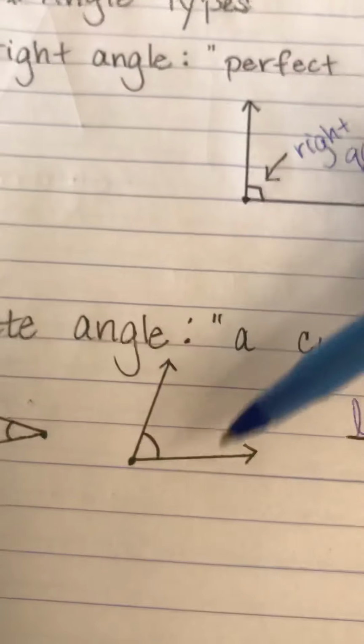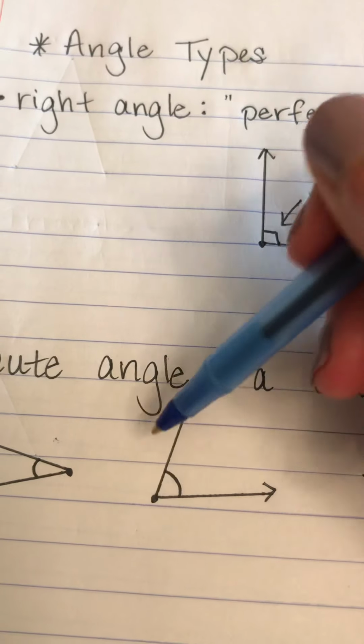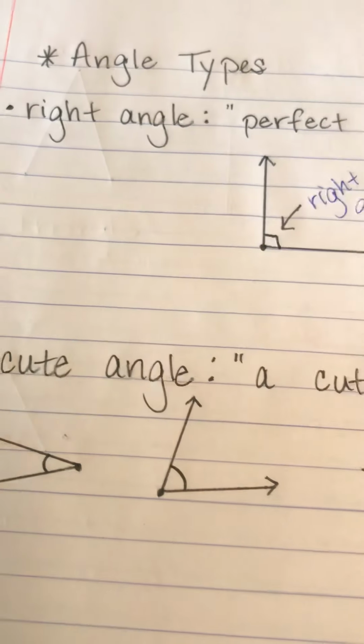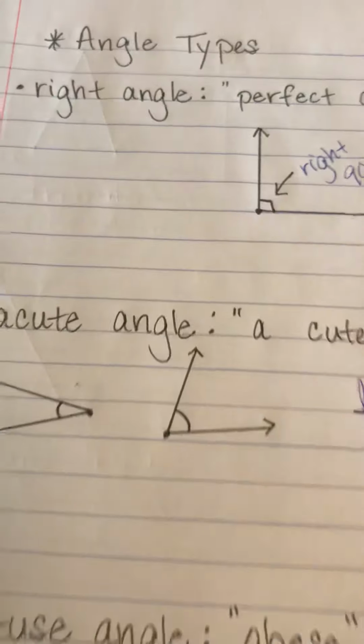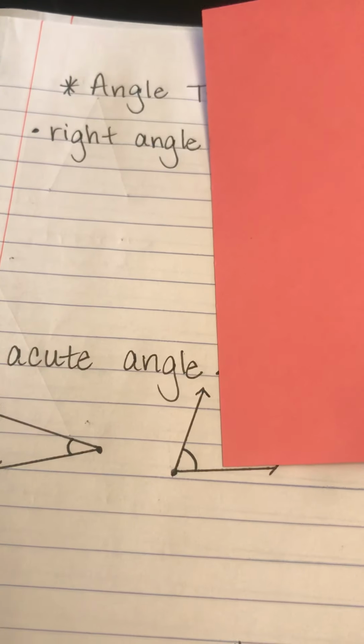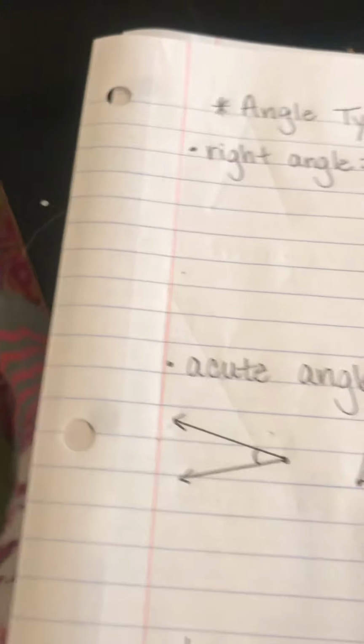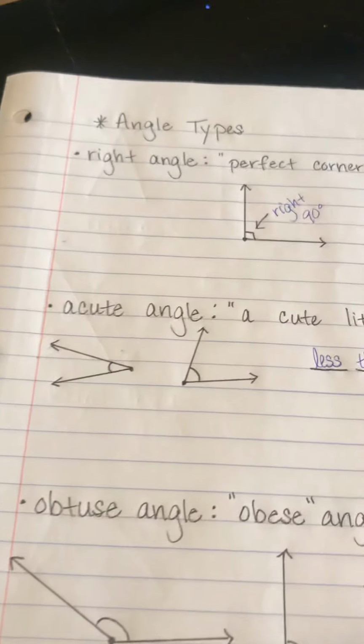So this guy right here, to make him a right angle, this line would have to be like over here somewhere, right? Going up like that. Do you see? So it's a little smaller than this perfect corner. You see? See that? Okay, it's a little smaller. Now look at this little bitty one over here. He is also less than 90 degrees.